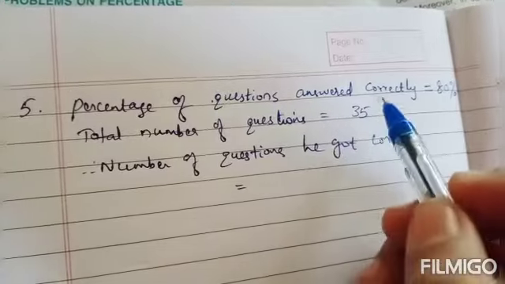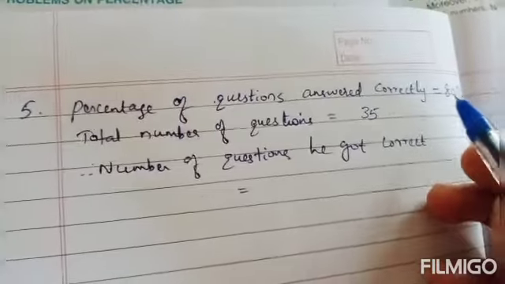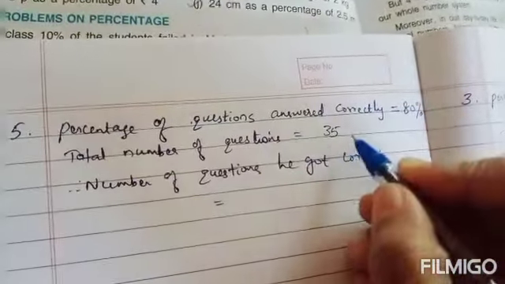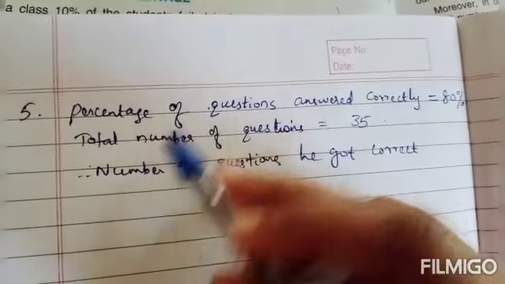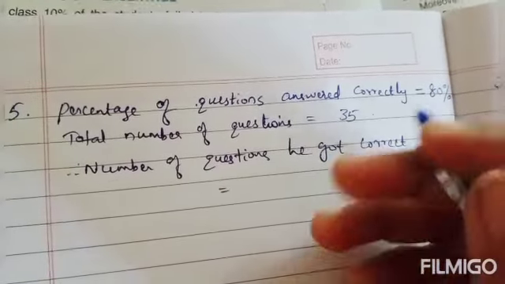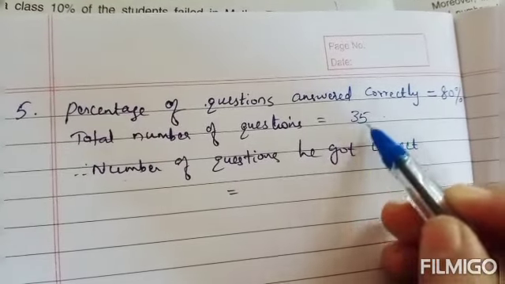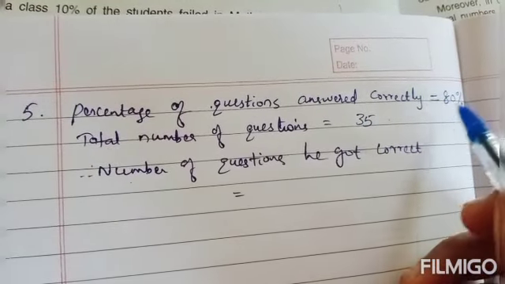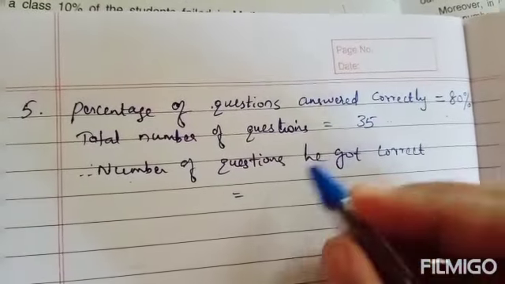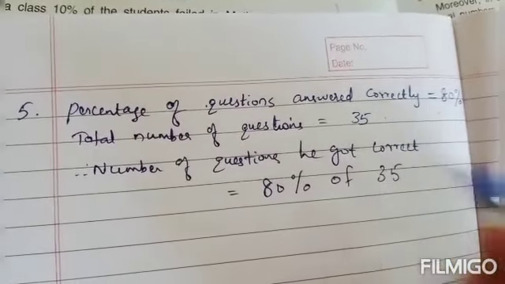Percentage of questions answered correctly, it is given 80%. Okay, 80% of questions he got correct answer. Now total number of questions, it is given 35. So what you can find from this? Number of questions he got correct. For how many questions he got correct answer? How can you find? Total 35 questions were there. 80% of questions he answered correctly. So number of questions he got correct, it is 80% of 35.